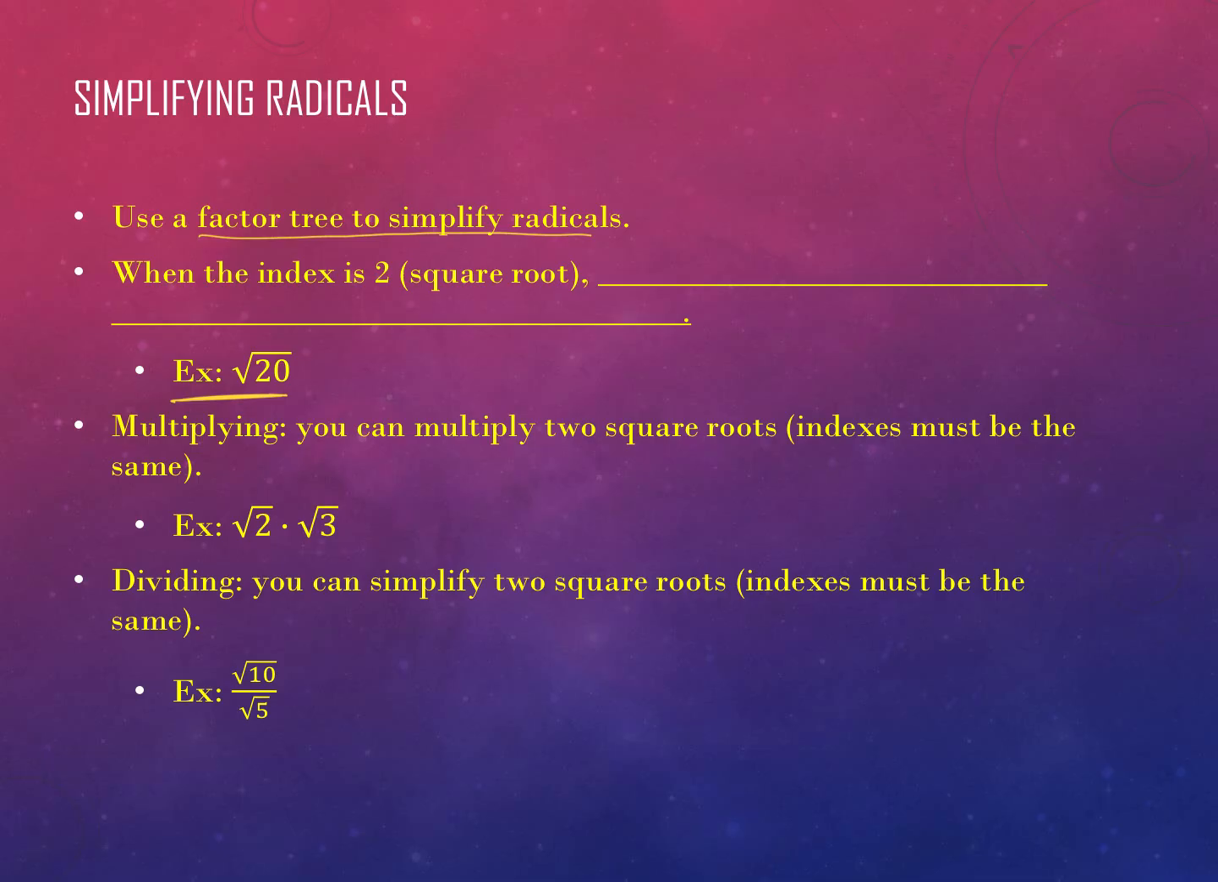Now when the index is 2 and you want to use a factor tree, we can say that 2 of the same factor make one that appears once outside the radical.